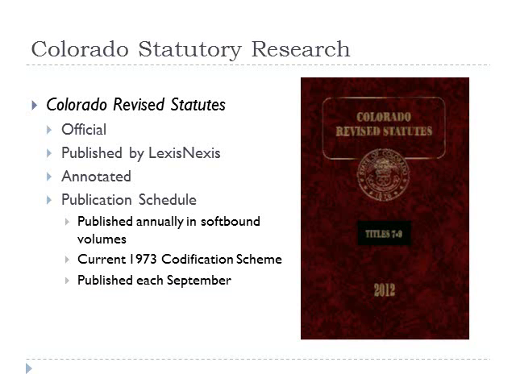To do that, we're going to use examples from the Colorado Revised Statutes, the official LexisNexis version, also known as the Red Volumes. This is a set that is published annually. It's currently in the 1973 codification scheme, and a new edition comes out each September.